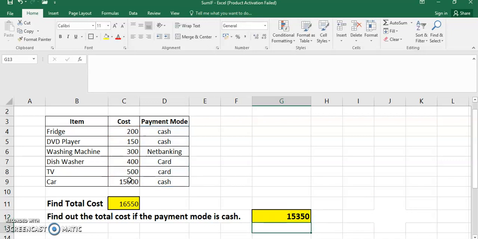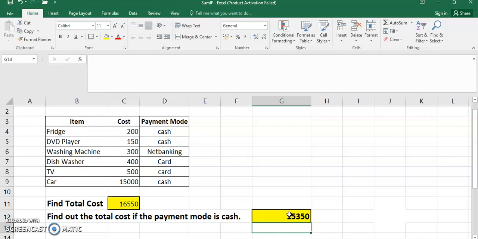So the amount is 15,350. Let's check if this amount is correct or not. There are 3 cash payments. One is 200, another is 150, and the third one is 15,000. So in all it is 15,350. So this is the difference between SUMIF and a simple SUM.